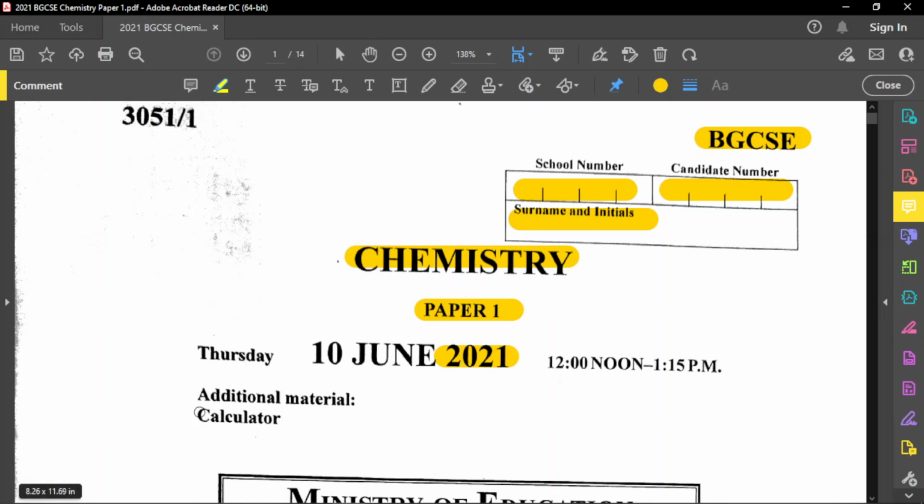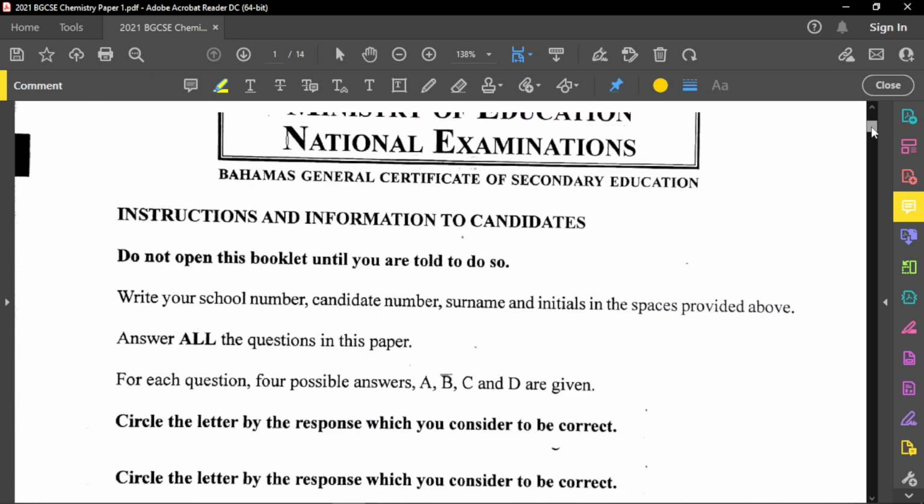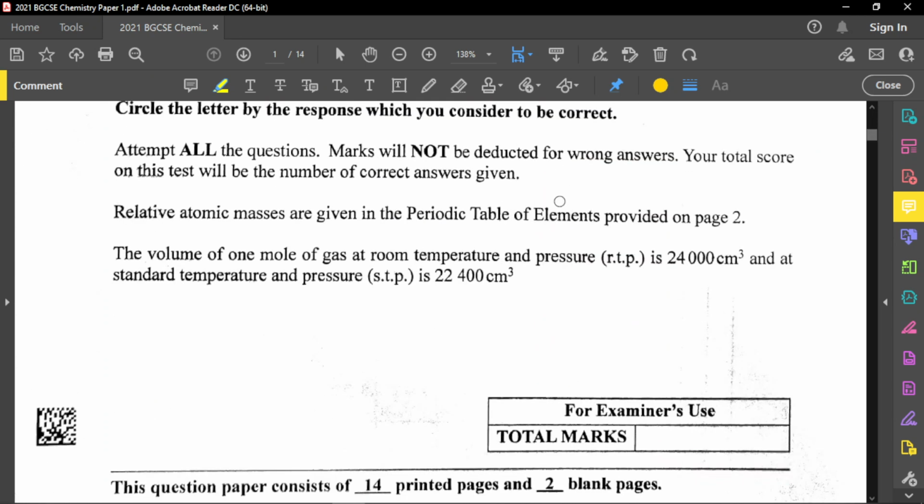For example, here they tell you that you can use a calculator. That's very important. Also read through the other instructions in detail, because on this paper they give you an instruction about the volume of gases at room temperature and pressure to be 24,000 centimeters cube, which is the same thing as 24 dm cube. Also, they give standard temperature and pressure as well to be 22,400 centimeters cube, which is the same thing as 22.4 dm cube.